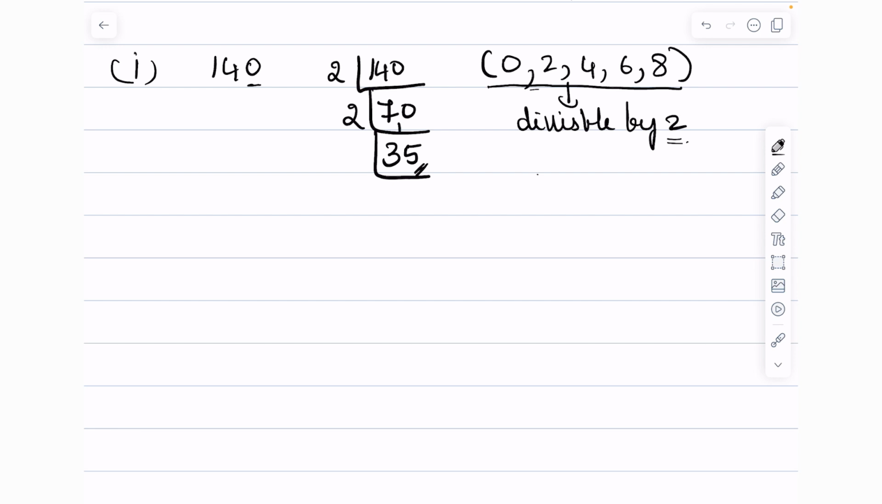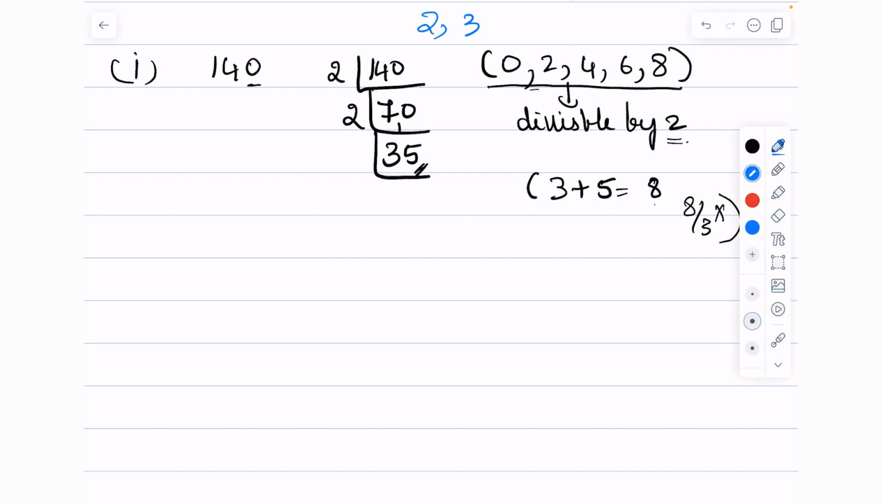So what is the next prime number we know? Let's check if it is divisible by 3. How do I check that? Now what is the sum of this 3 and 5? 8. Is 8 divisible by 3? No, 8 is not divisible by 3. So 35 is also not divisible by 3.